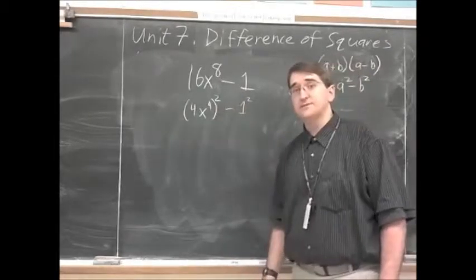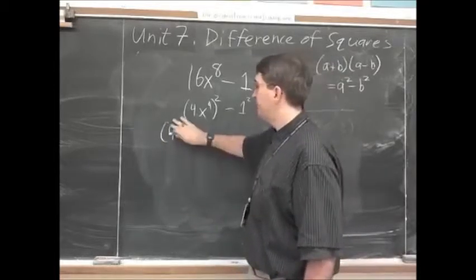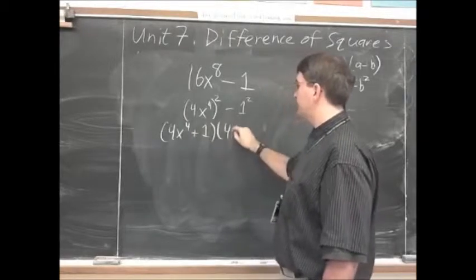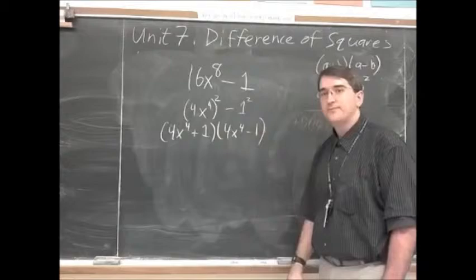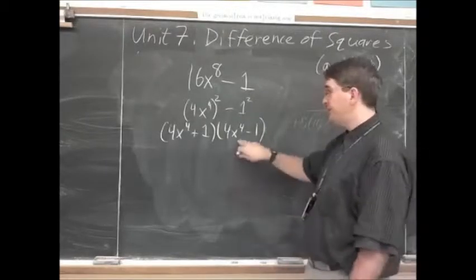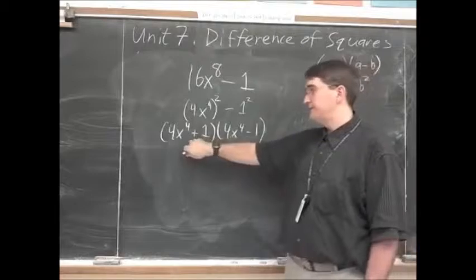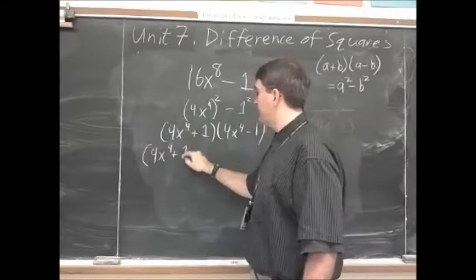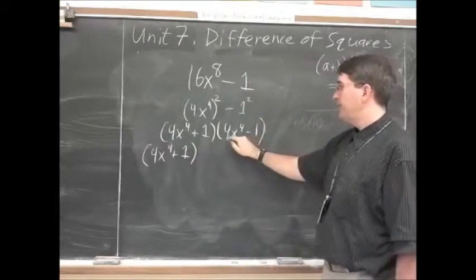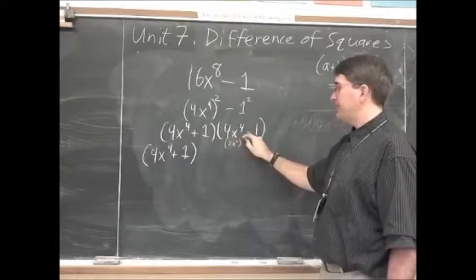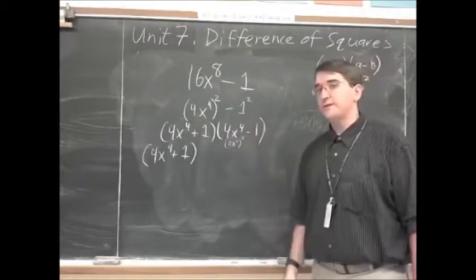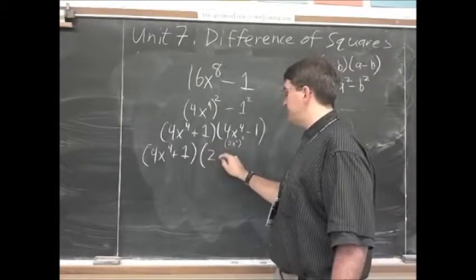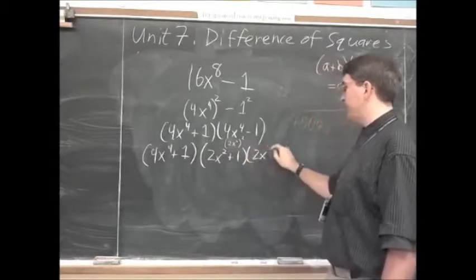And so now we do have a difference of squares. We have a 4x to the 4 plus 1, and a 4x to the 4 minus 1. But we're not done. This is also a difference of squares. This is not. That's a sum. We can't touch it. That's not going to go anywhere. But x to the 4, that's the square of x squared. So 4x to the 4 is a square of 2x squared. And so this factors again. 2x squared plus 1 times 2x squared minus 1.